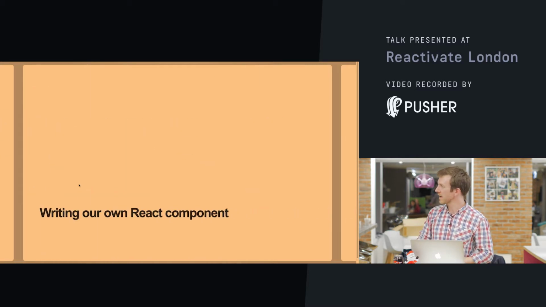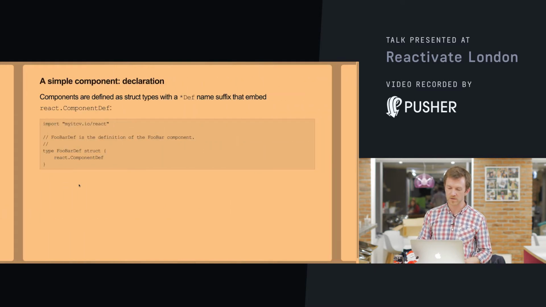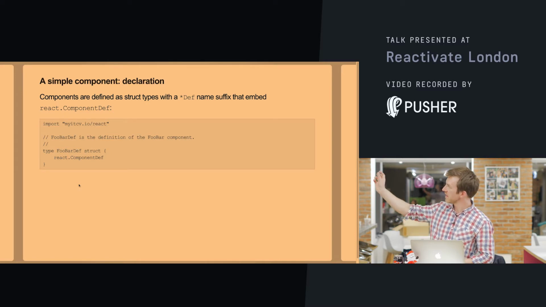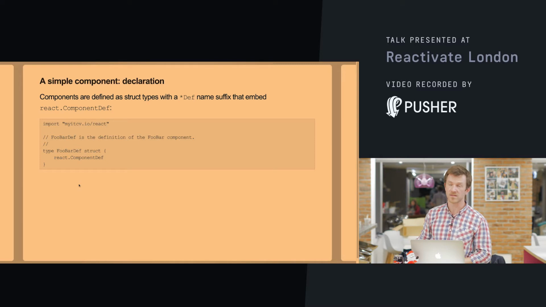So let's go back to our React components here and look at how we would write our own React component, a very simple one. As I said, there's a naming convention that's used here where we have a def suffix to the name of the component. So here we're going to create a component called foobar.